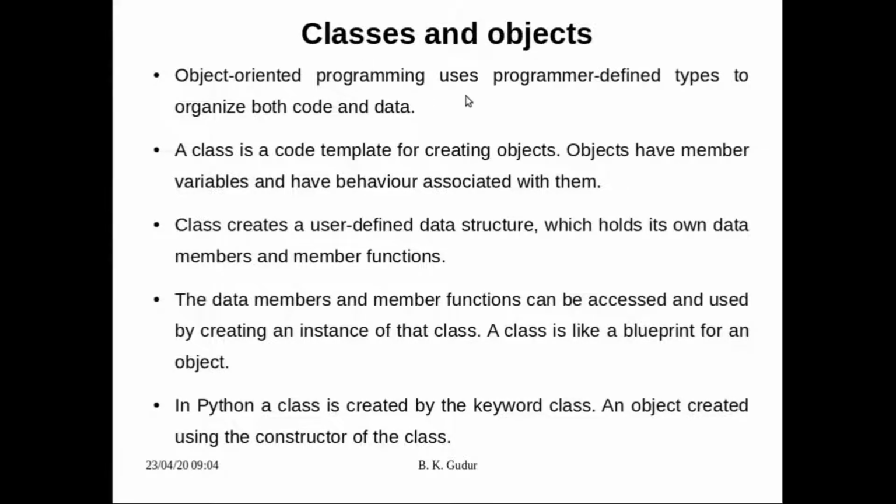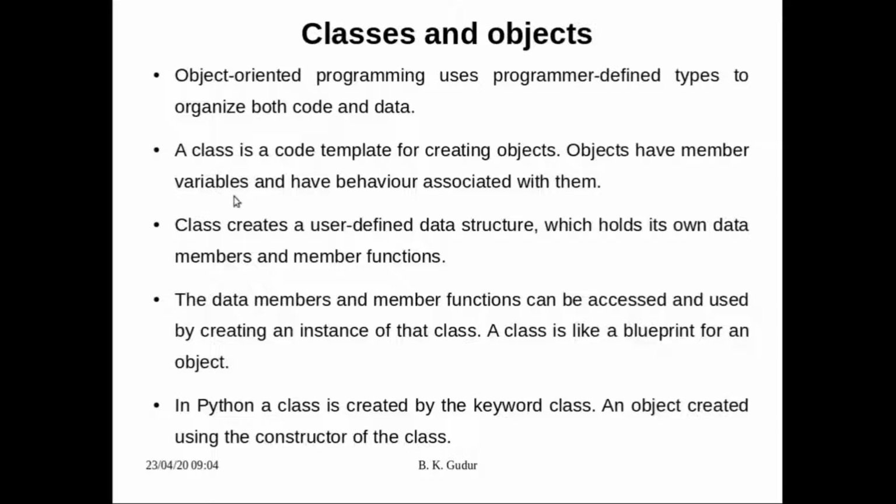Object-oriented programming uses programmer-defined types to organize both code and data. Dear students, class is a concept in object-oriented programming. Whereas in procedure-oriented languages, the code is kept separate and the data is separate. In object-oriented programming languages, code and data are bundled together, and that bundle is called an object.